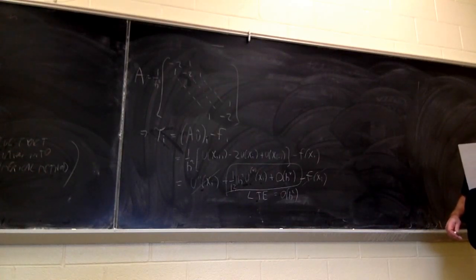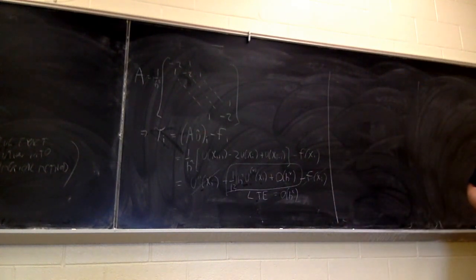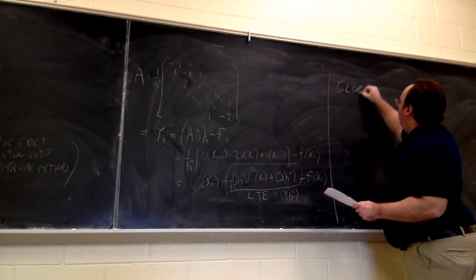Okay. Now, local truncation error is one notion of error, but it's not what interests us the most. What we actually care about is global truncation error.